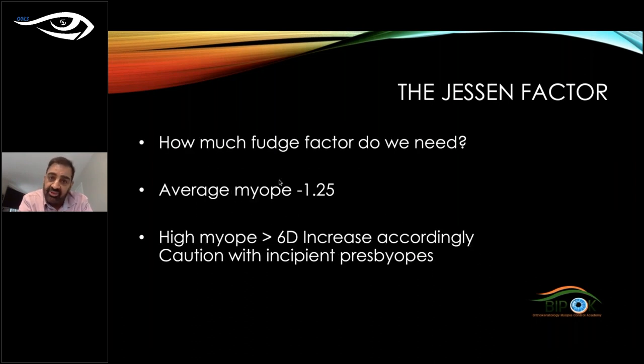How much fudge factor do we need? Now, average myope, we think -1 to -5. High myopes greater than -6 diopters, increase accordingly, with caution with incipient presbyopes. The other thing I can add here, which Kerry Heisenberg, the president of IOMC, always talks about, is to increase the Jessen factor for your myopia control patients. So it can help there also.